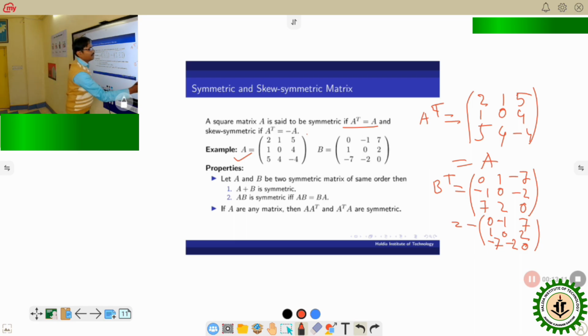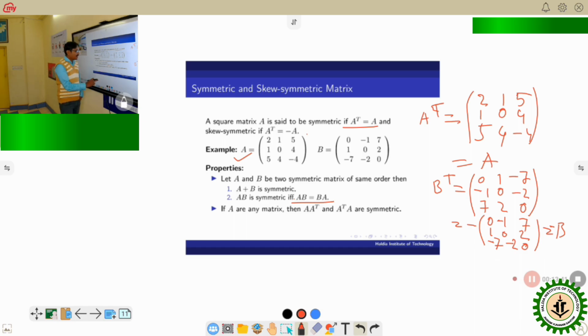Now it becomes B. So B transpose equals minus B. That's why B is a skew symmetric matrix. Also, we have some properties of symmetric and skew symmetric matrices. If A and B are two symmetric matrices of the same order, then A plus B is always symmetric, and AB is symmetric only if it satisfies AB equals BA, otherwise not.